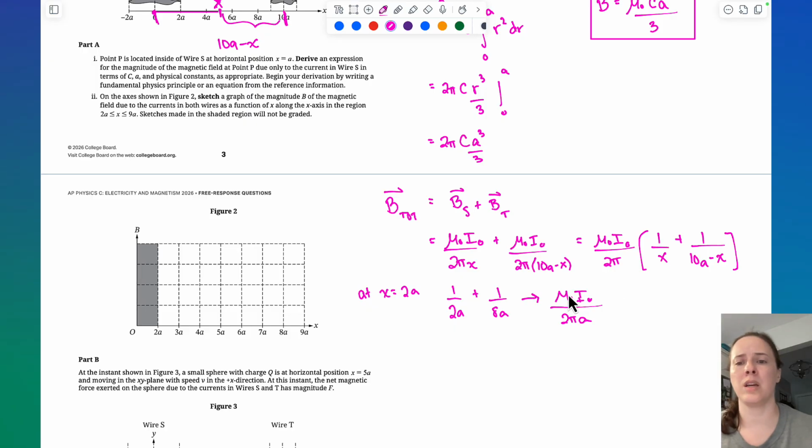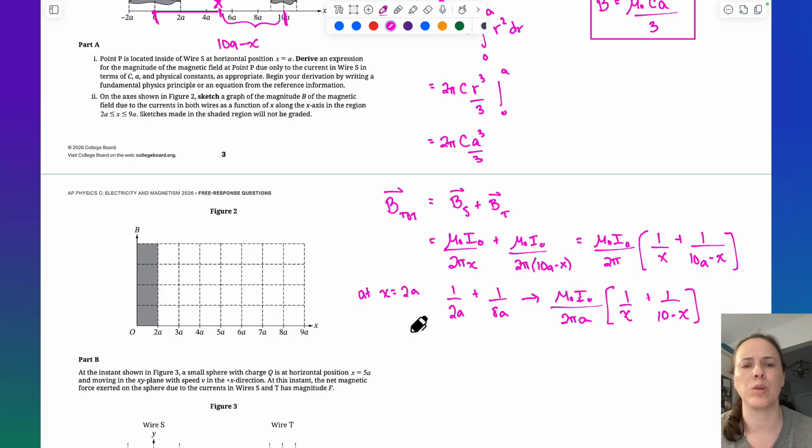So it's going to end up looking like mu naught I naught over 2 pi A with 1 over your x value plus 1 over 10 minus your x, the number value of your x. So we can hit up Desmos to see what the shape of that graph is going to end up looking like, just to kind of guide our plot.